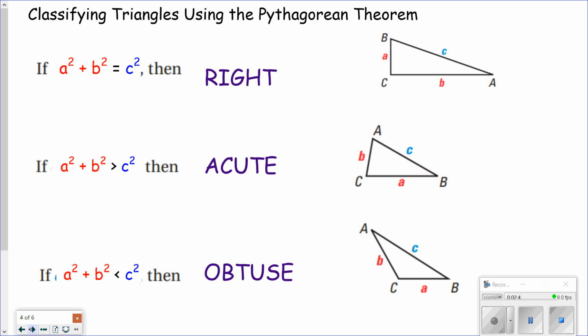So, classifying triangles using the Pythagorean theorem. If a squared plus b squared equals c squared, then we know we have a right triangle. Now, if we don't have a right triangle, we either have an acute or obtuse triangle. To determine those, if a squared plus b squared is greater than c squared, we have an acute triangle. If a squared plus b squared is less than c squared, then we have an obtuse triangle. A way that I remember this is I look at c. If c is less than, it's acute. If c is greater than, it is obtuse.